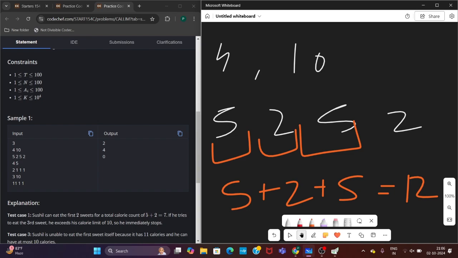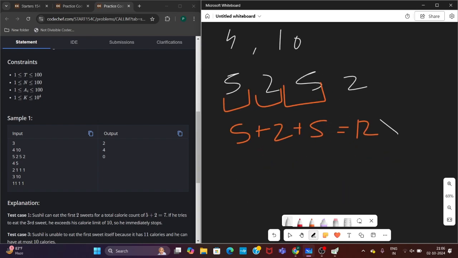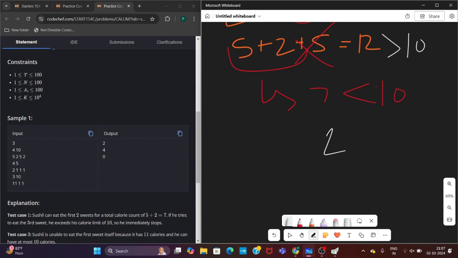So the calorie count 12 is greater than 10, which means it is exceeding the calorie limit. He can't eat this third sweet. If we remove this sweet, we have a total of 7 calories, which is less than 10. So our answer will be 2, that is, the maximum number of sweets that Sushil can eat is 2. Simply it will be 2.